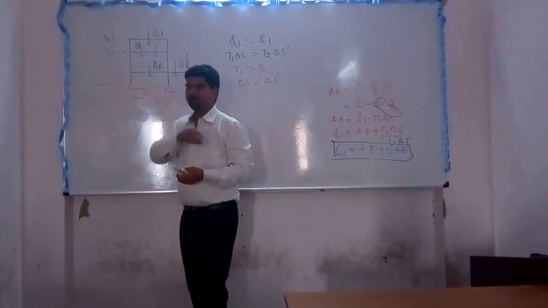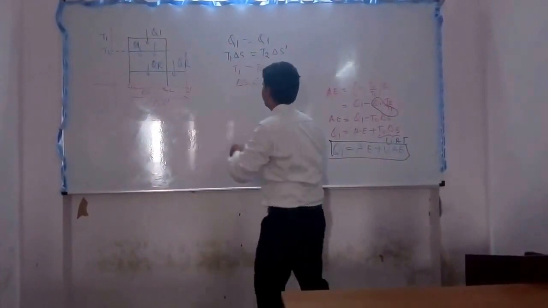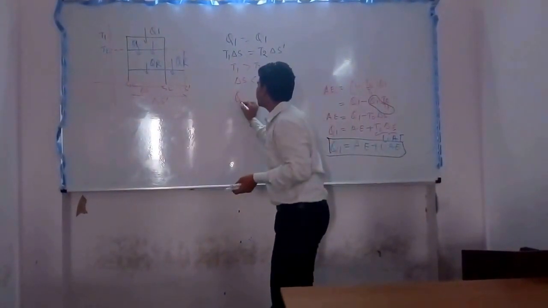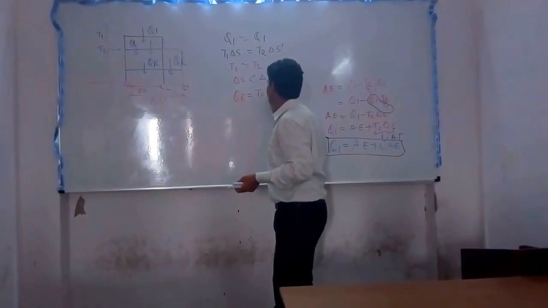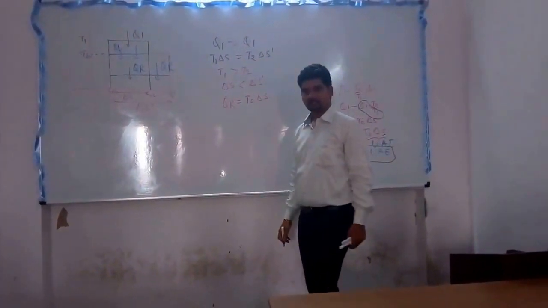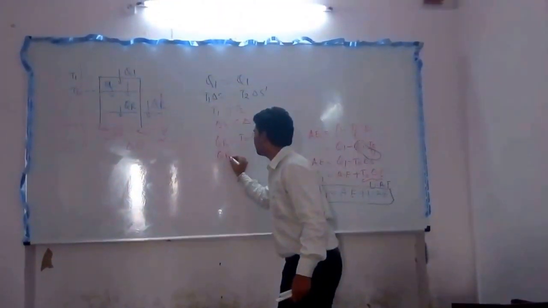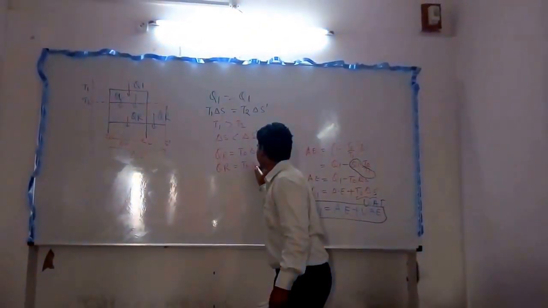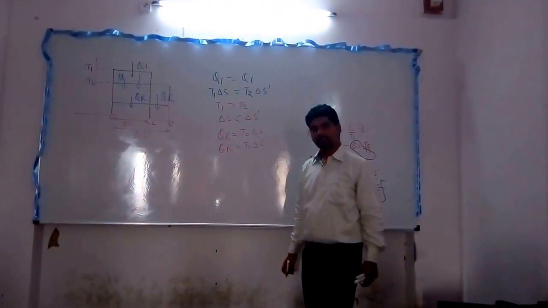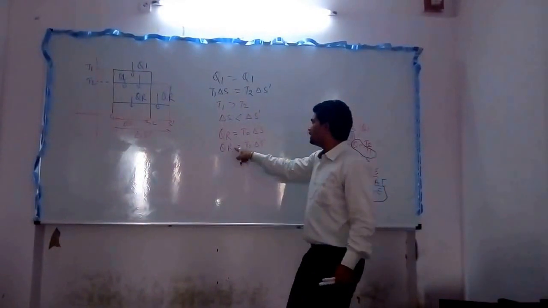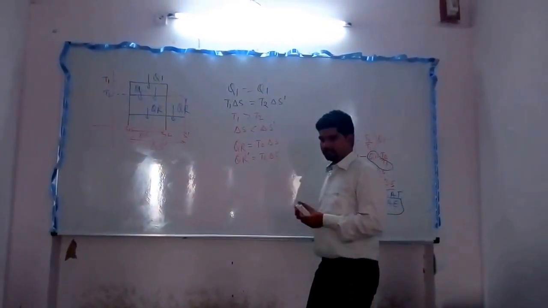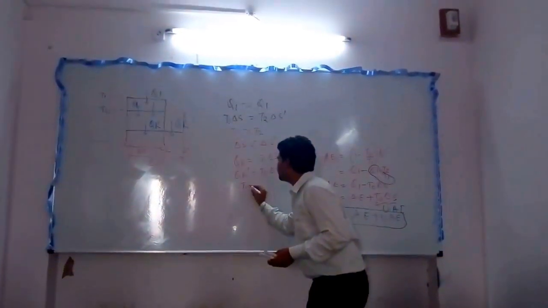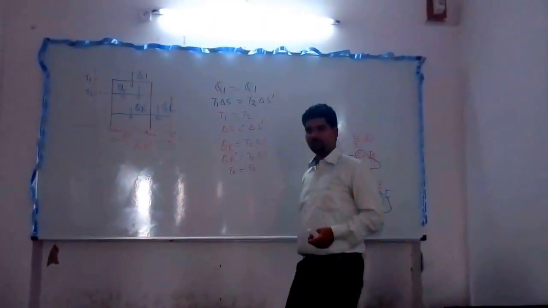It is clear? Look. QR is equal to T naught into delta S. And QR dash is equal to what? T naught into delta S dash. It is clear now? QR is equal to T naught into delta S. QR dash is equal to T naught into delta S dash. Look, T naught is the same.